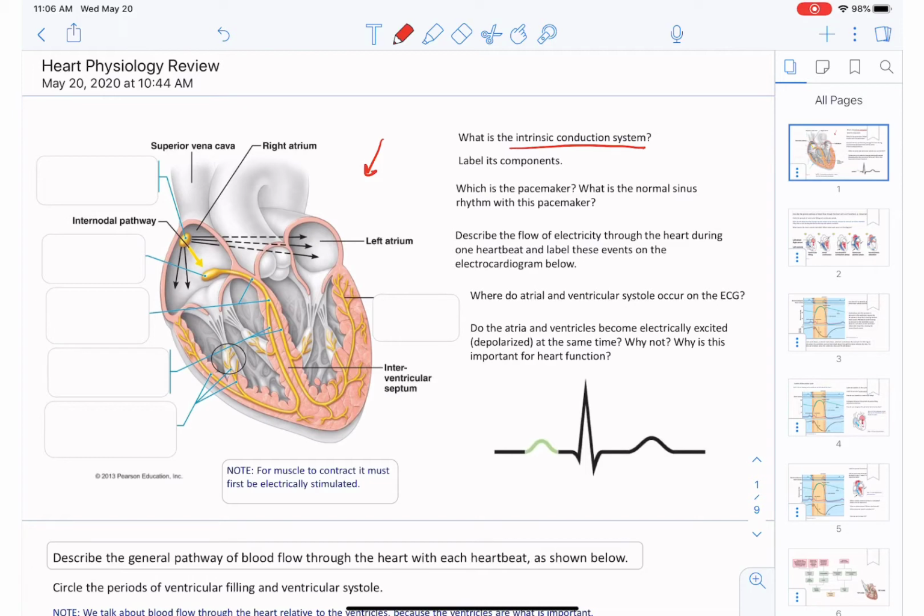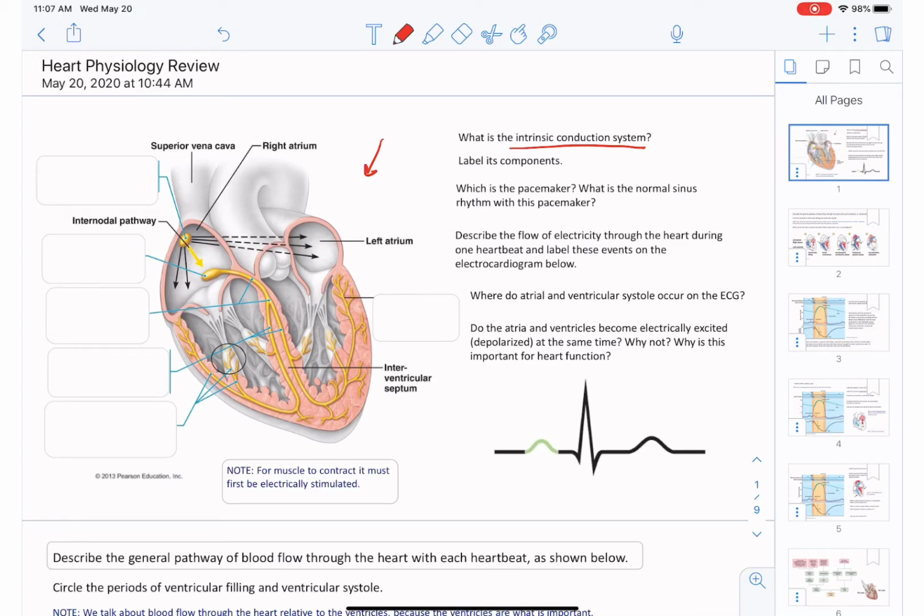This is a figure of the heart that's been taken in a frontal plane. So this is a frontal section of the heart. And on top of that, we have an anterior view. This is an anterior view of the heart taken in the frontal plane.